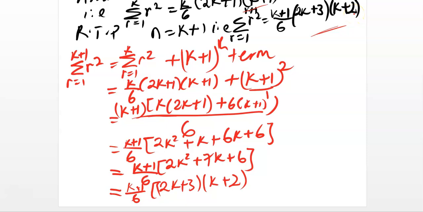So we'll conclude by saying that since it is true for n is equal to 1, n is equal to k, and n is equal to k plus 1, hence it is true for all n belonging to the set of natural numbers.